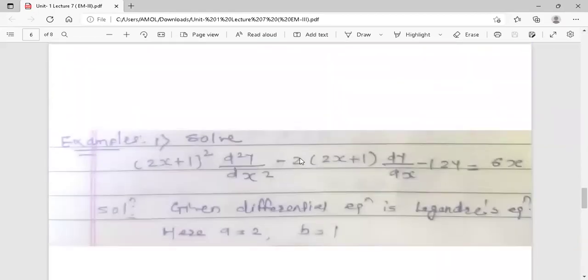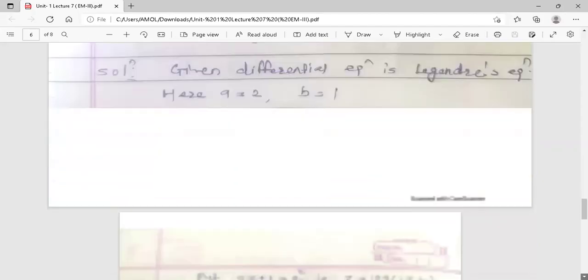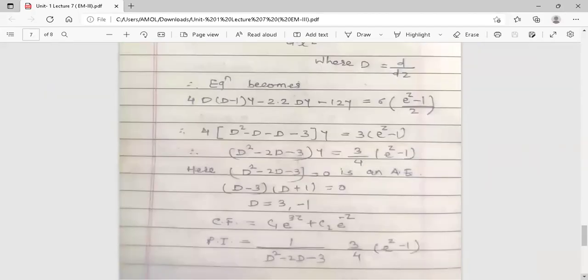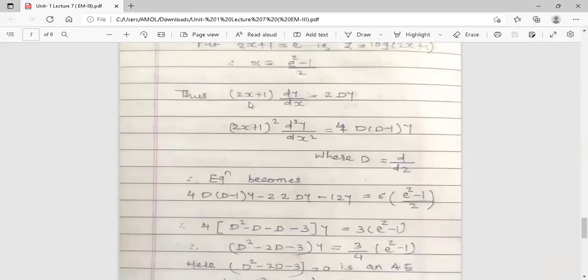The middle term is minus 2 as it is, and the replacement of (2x plus 1) into dy by dx is 2 into Dy. So replace it by 2 into Dy. Minus 2 is already there in the example. The third term is minus 12y as it is, equal to 6x.